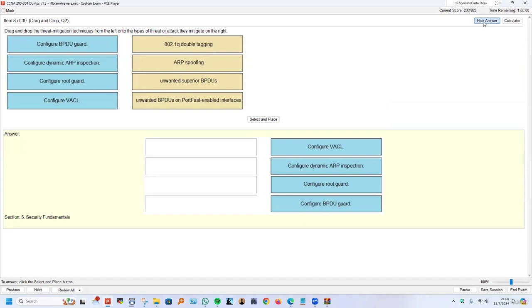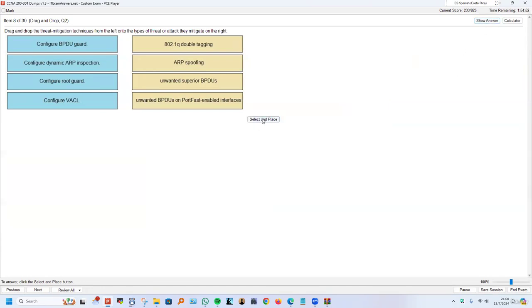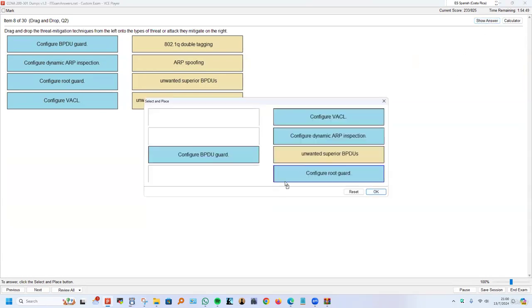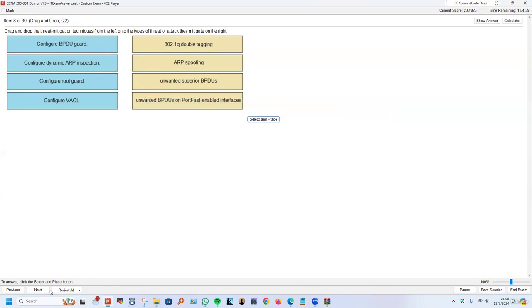Yeah, it seems like I got incorrect answers there. The root is there and the BPDU there. So maybe I did something wrong here. The root guard is there for the unwanted superior BPDUs, and the one for unwanted BPDUs on PortFast-enabled interfaces is the BPDU guard. So I was mistaken.